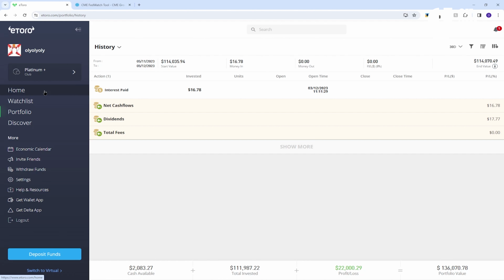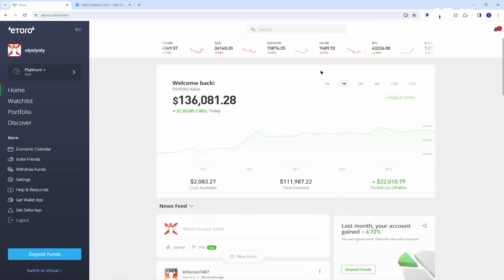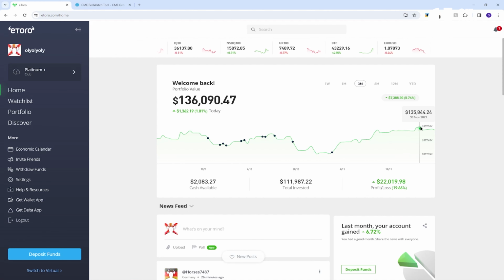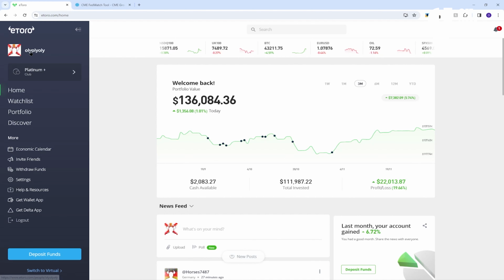So if we move on to the stats, you can see we finished October around the 117K mark, and then we finished November at 135K. So that's roughly a gain of about 17 to 18K in a month. Now, we have come back down slightly, and today at the time of recording, we are at 136K. So a very good month overall.